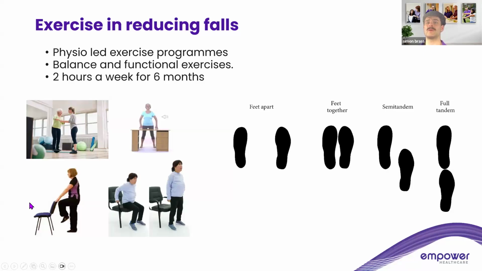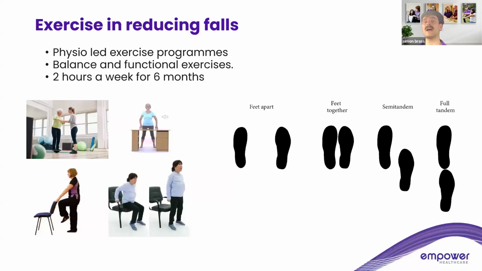For the exercise to be most effective, we ideally would like to see up to about 2 hours a week for 6 months. However, ongoing exercise is likely the best way to prevent falls. Poor adherence to exercise programs is also one of the reasons that an exercise program might not be as effective.